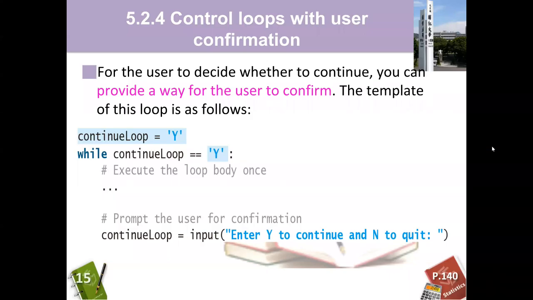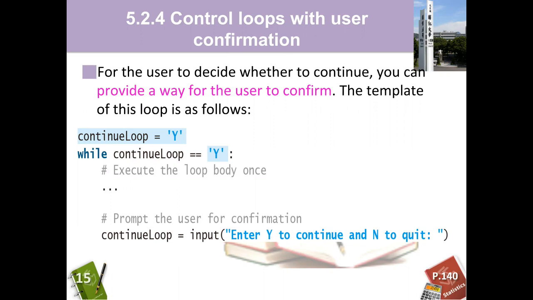Okay, now we'll move to another part. Please reference your textbook page 140. We collect control loops with user confirmation. Sometimes we want the user to check whether the user wants to continue or not.